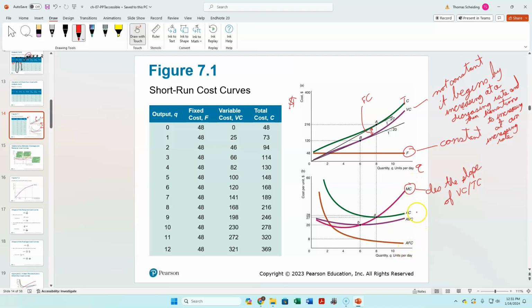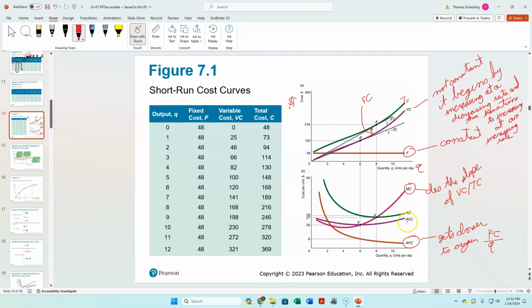Now what you'll notice for the average fixed cost is that its general shape gets closer to the origin. That's because it's simply FC over Q, fixed cost over quantity: the numerator is always the same, and the denominator just keeps getting larger and larger. So the whole ratio becomes smaller and smaller.